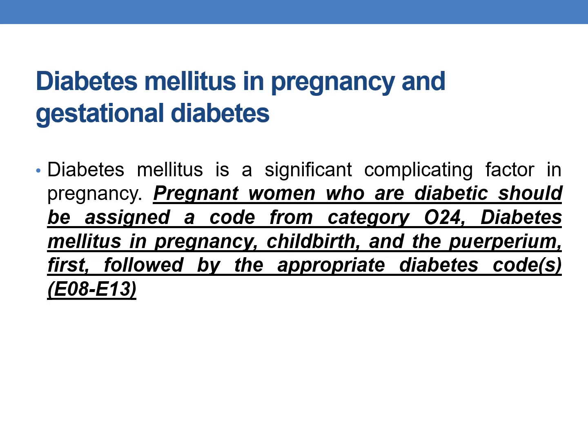Now coming to diabetes mellitus in pregnancy and gestational diabetes mellitus. Diabetes mellitus is a significant complicating factor in pregnancy. The pregnant women who are diabetic should be assigned a code from category O24, diabetes mellitus in pregnancy, childbirth and puerperium first, followed by appropriate diabetes codes.